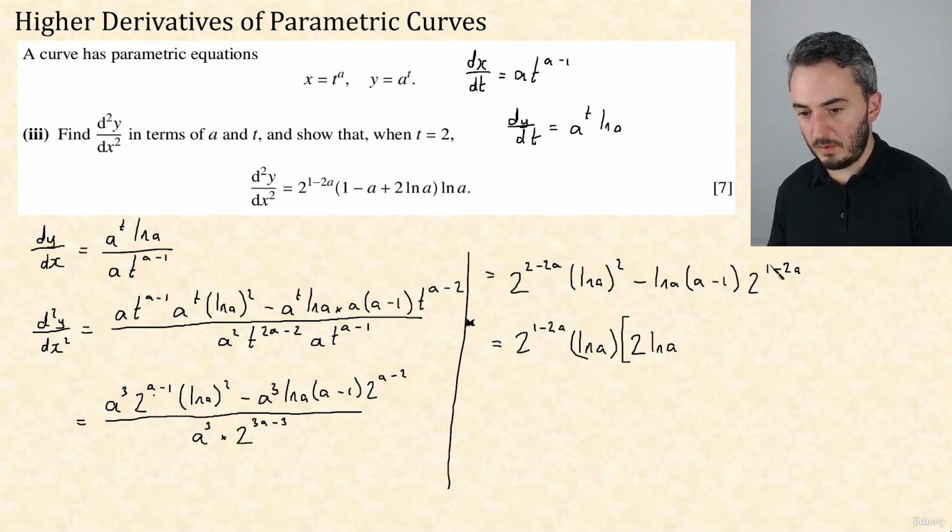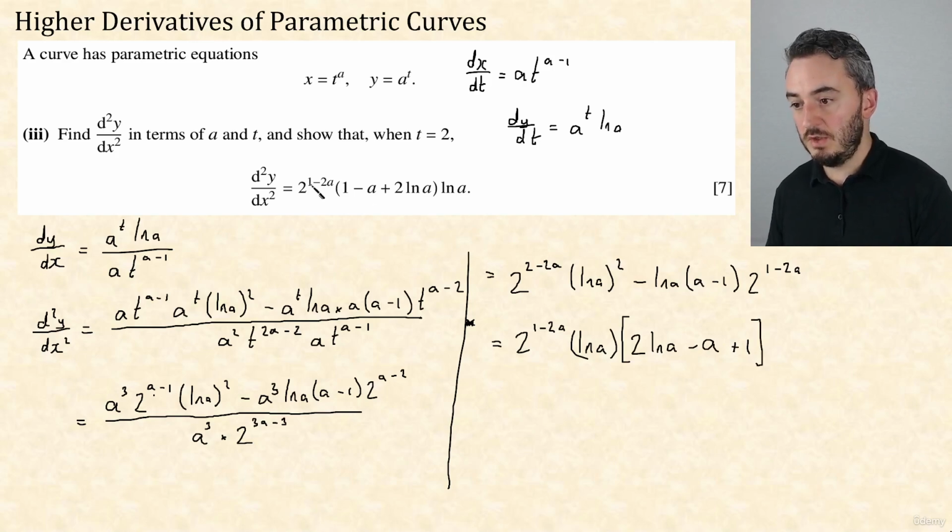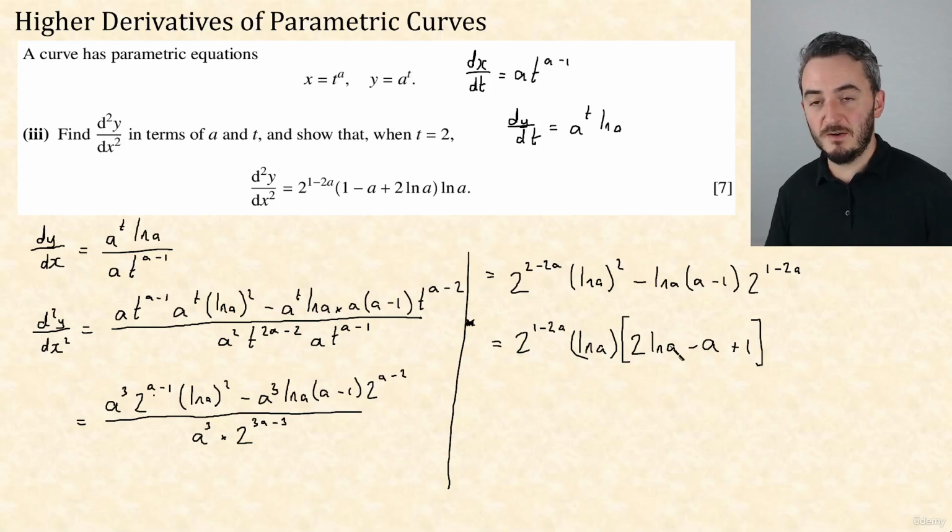Now from this one, I've got all the 2's I want and the ln a. The only thing I don't have is the minus a minus 1. So that's minus a plus 1. And look, I think we're done. We are done. 2 to the 1 minus 2a. There's the ln a that I've got here. And then I've got 2 ln a minus a plus 1, just in reverse order. So we are done. So not so bad after all.